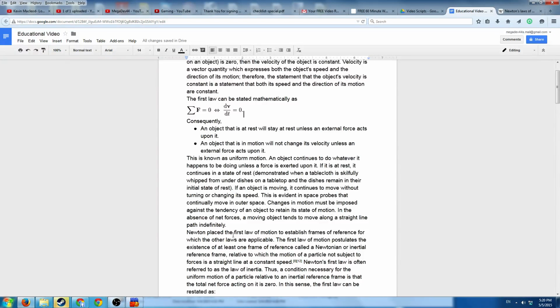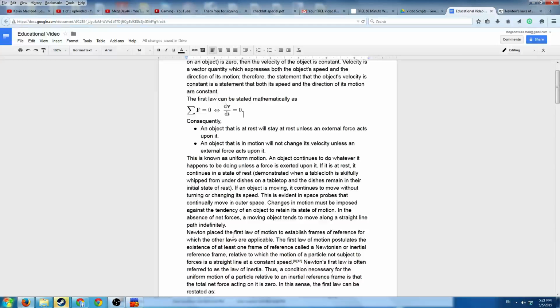The first law of motion postulates the existence of at least one frame of reference called a Newtonian or inertial reference frame, relative to which the motion of a particle not subject to forces is a straight line at a constant speed. Newton's first law is often referred to as the law of inertia.